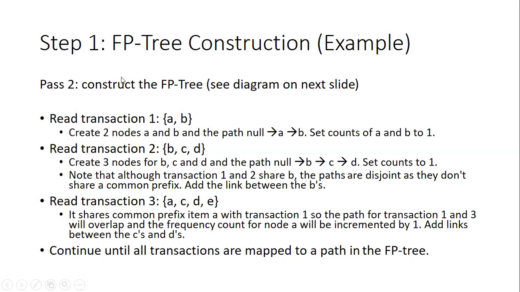So what we have to do in pass 2? In pass 2, we will always be reading transaction-wise. Transaction 1 we will be reading, transaction 2 we will be reading, then transaction 3, and so on. First, the FP tree will start with a root node. That root node we always mention using null. Please remember this.